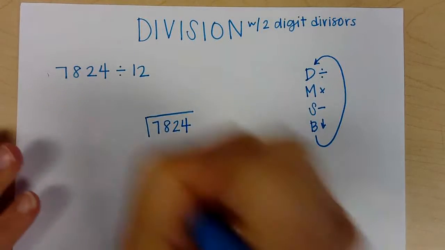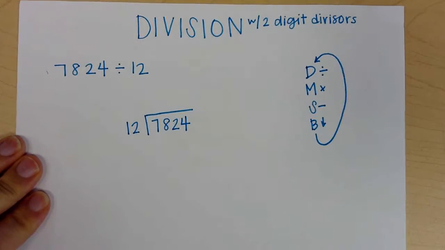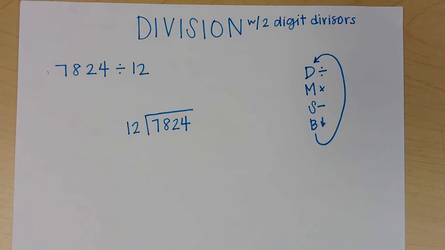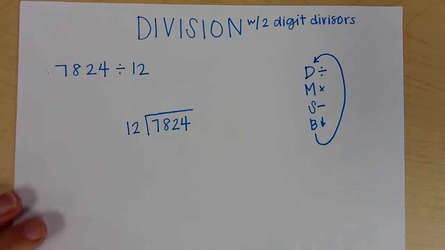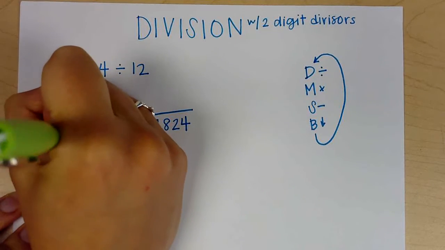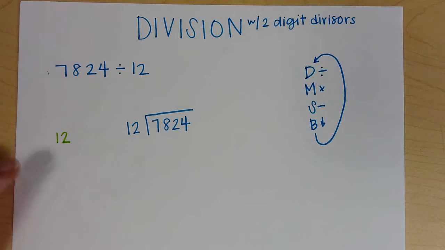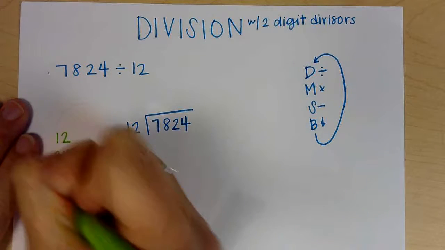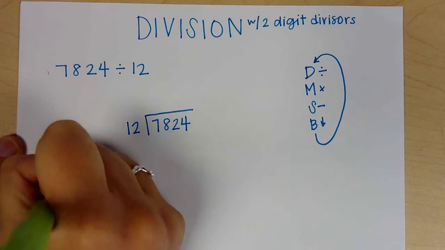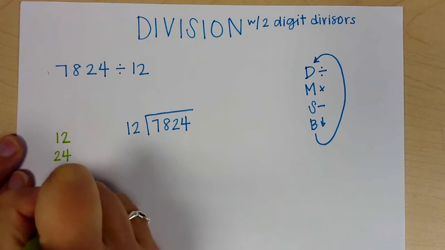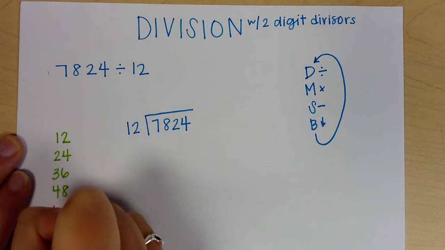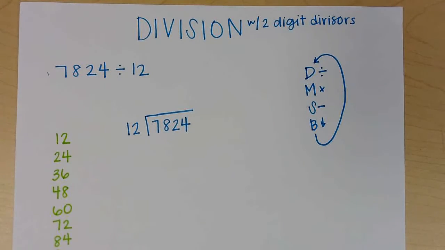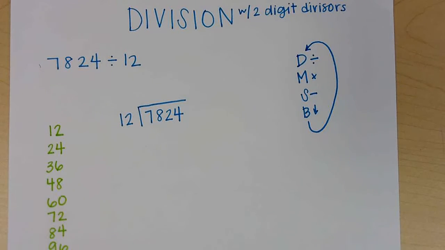7,824, and we're dividing it into 12 groups. The 12 goes on the outside. Now, something that I find useful, especially with 2 and more digit numbers, is taking this and making a list of multiples, okay? So 12, and then 12 plus 12, so 2 12s is 24. Plus another 12 would be 36. Another 12, 48, 60, 72, 84, 96. We could continue on, but we'll leave it there and see if we need to do that.